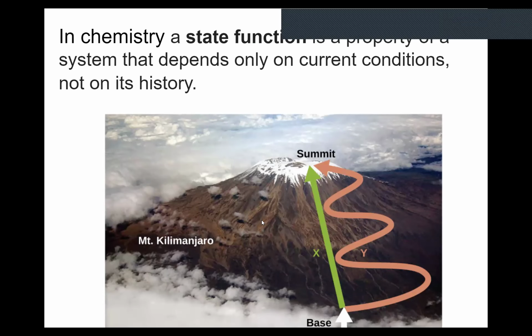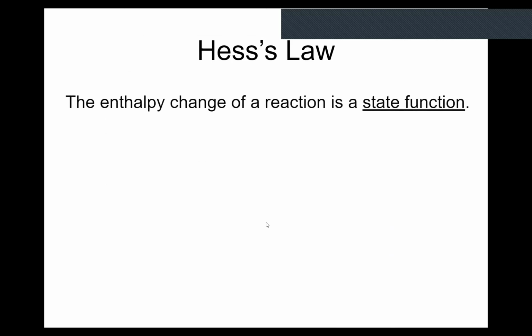In chemistry, we use the term state function to refer to a property of a system that depends only on its current conditions, not on its history. So whether you take the straight route up Mount Kilimanjaro or the windy one, you end up at the same spot. And chemistry doesn't care how you got there. Enthalpy changes of reactions are state functions. We don't care how you get there.